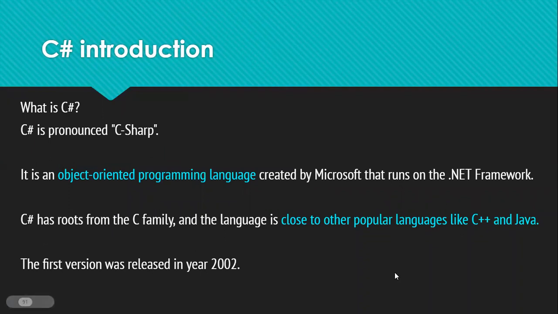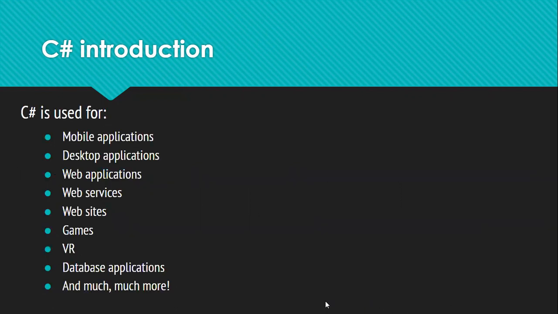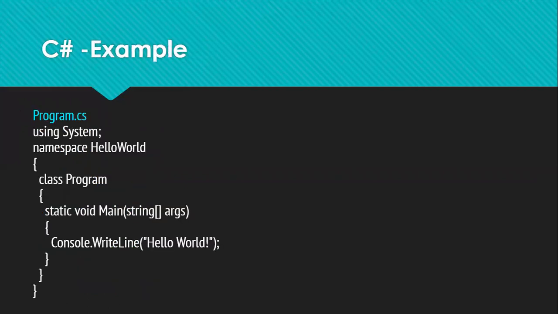C sharp has its roots from the C family, as the name suggests itself. So it is very close to other popular languages like C++ and Java. And the first version of C sharp was released in the year 2002. C sharp is used for many different applications, like mobile applications, desktop applications, web services, to create websites, to create games, virtual reality, database applications, and much more.